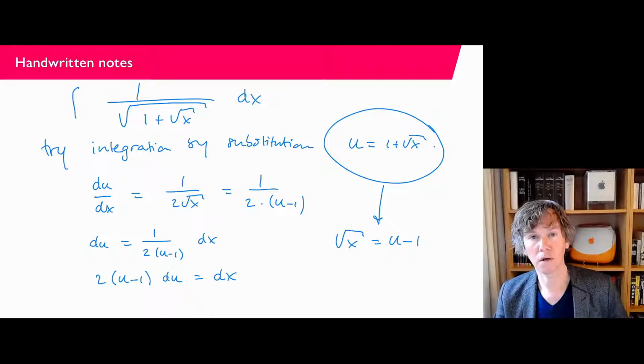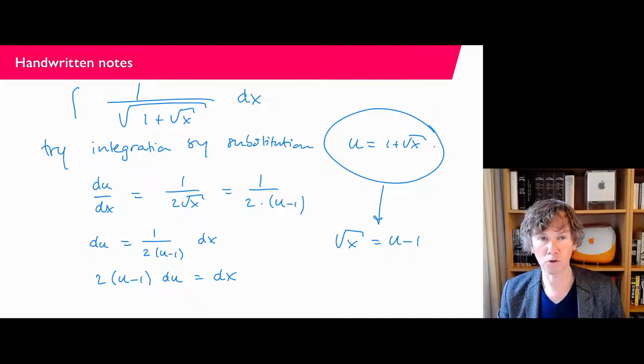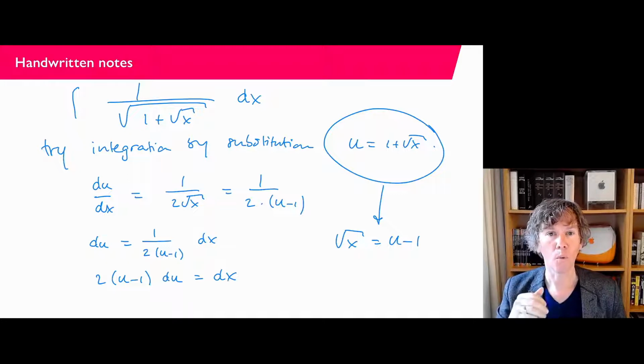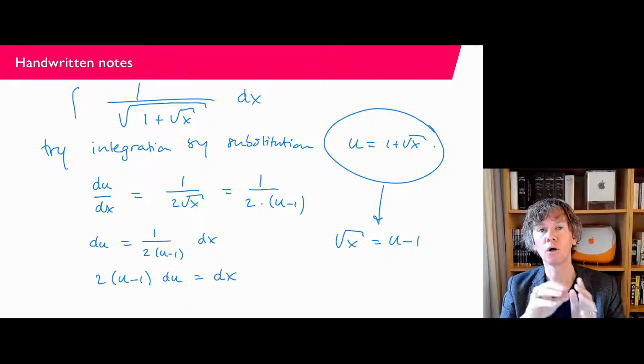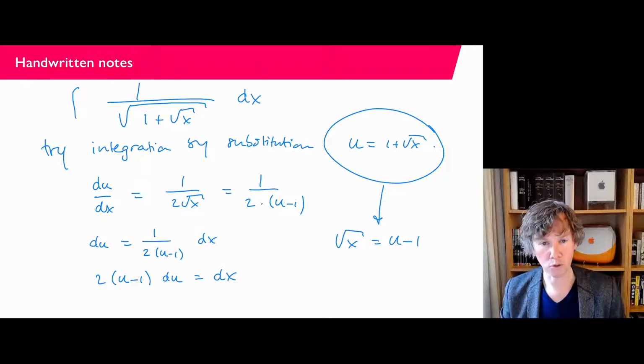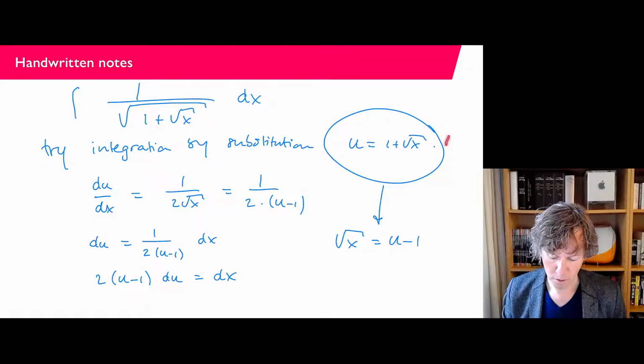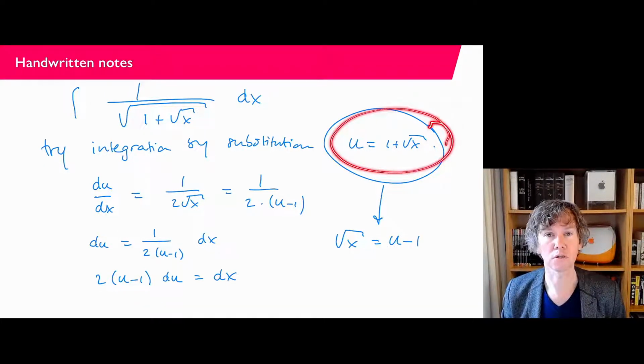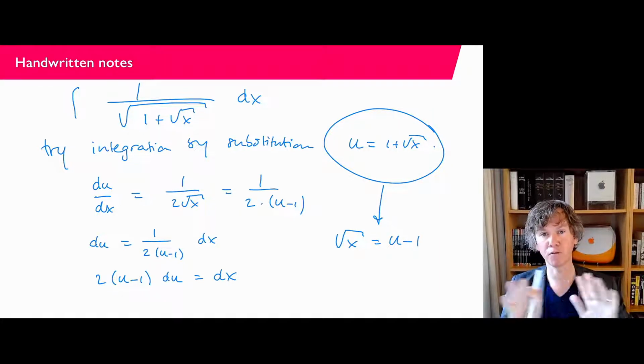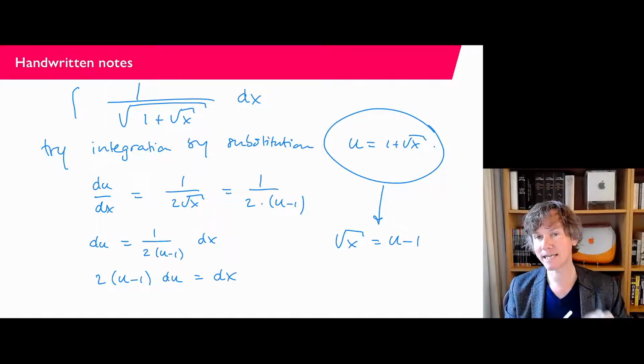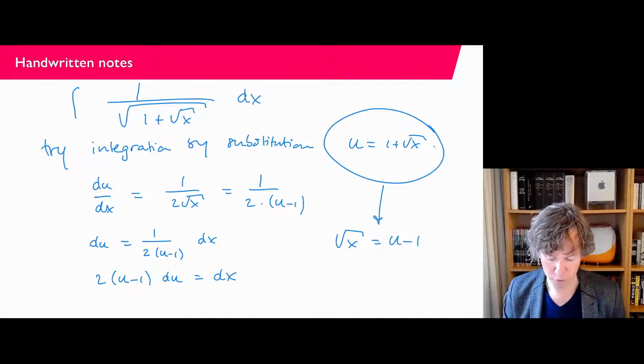So if you want to know the general layout of this question, we have an integral. We do integration by substitution with the u choice that is given here in this circle. And then there is a bit of fiddling around, but that is the main step. And then if you do it carefully, everything will turn out to be okay.